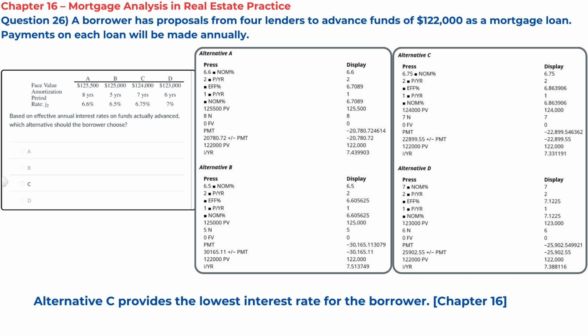Alternative D, 7, shift nom 2, shift PYR, shift effective 1, shift PYR, shift nom, 123,000 PV, 6 N, 0 FV, press PMT. Calculator displays negative 25,902.54921. 25,902.55 plus and minus sign to round off the payment. 122,000 PV, press IYR, calculator displays 7.38116. Conclusion. Alternative C provides the lowest interest rate for the borrower.